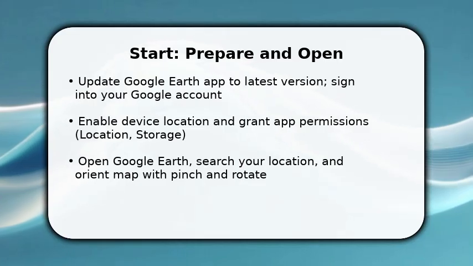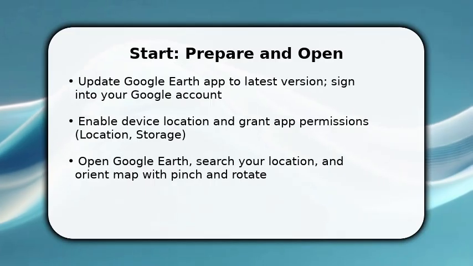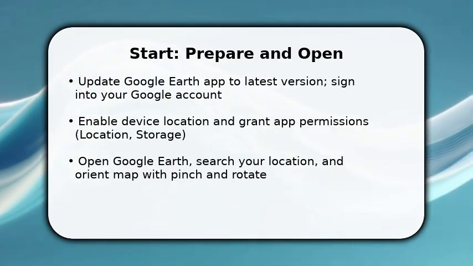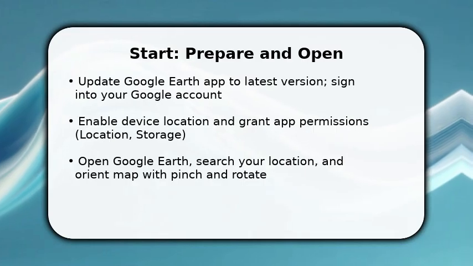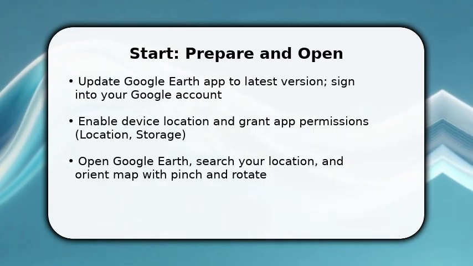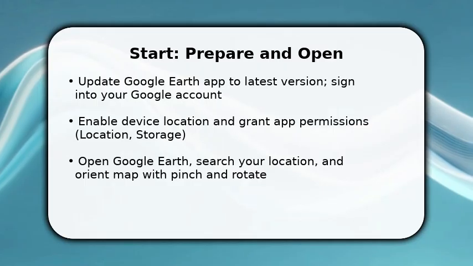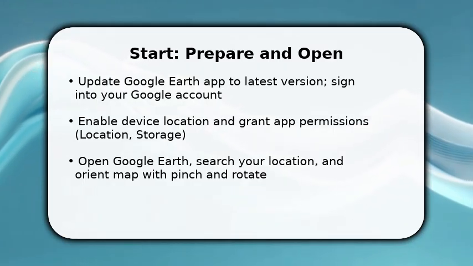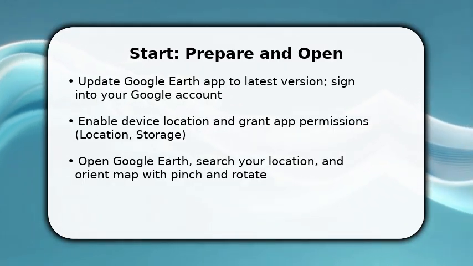You start by making sure the app is current and you're signed in. This unlocks saved places and KML support. Once done, grant location and storage so Google Earth can center and cache imagery. Now find the place you want and orient the view with pinch and rotate gestures.